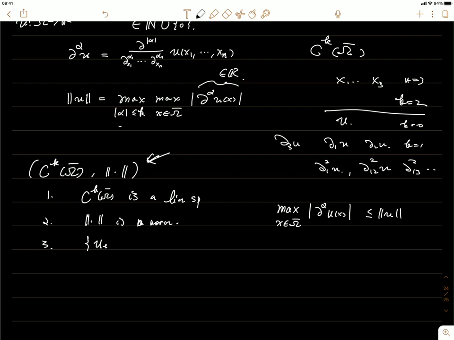So suppose we have a sequence I call u_k. Suppose this is Cauchy. Then I'm going to show that it is convergent to some function inside the C^k. Okay. So to do that, I first notice that because this is Cauchy, if I consider any fixed multi-index alpha, and then I look at the partial derivative of u_k, then I can think of this as a continuous function, right? This is a continuous function over omega bar.